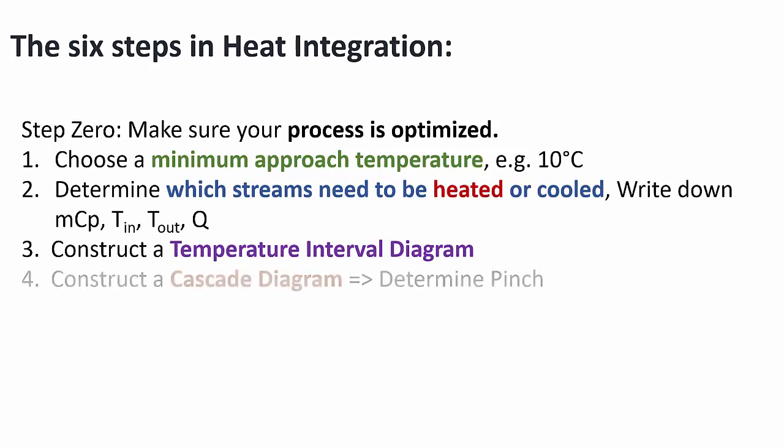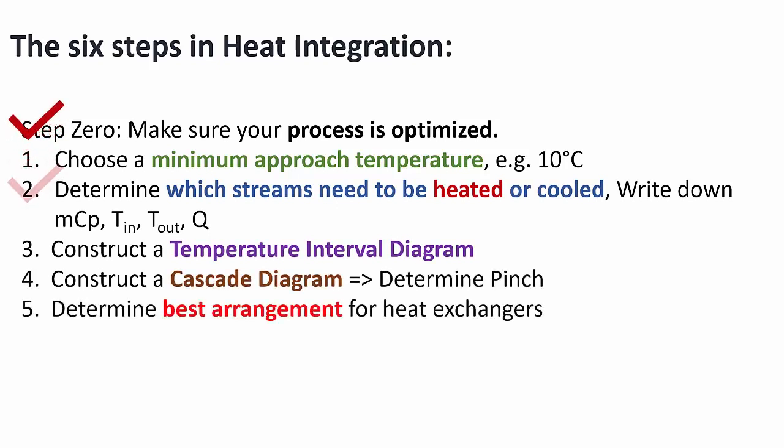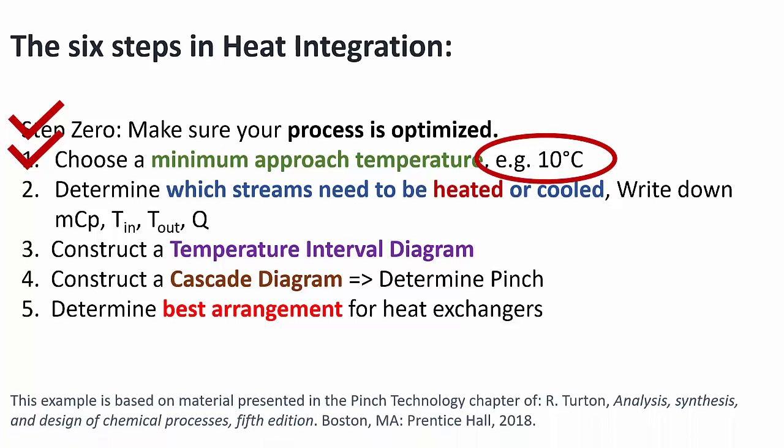Reviewing the 6 steps in heat integration, step 0 is to make sure our process is optimized. We've chosen a minimum approach temperature of 10 degrees centigrade. The next step is to determine which streams need to be heated or cooled. Write down their flow rate times heat capacity, their inlet and outlet temperatures, as well as their heat.